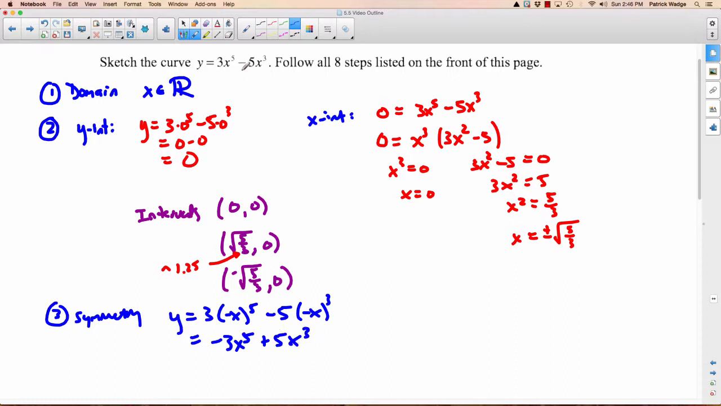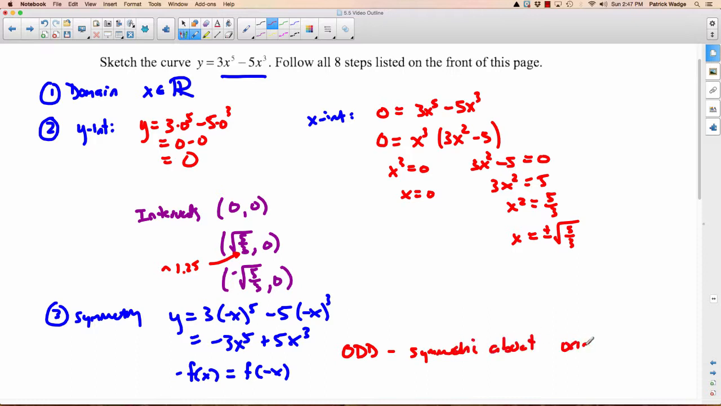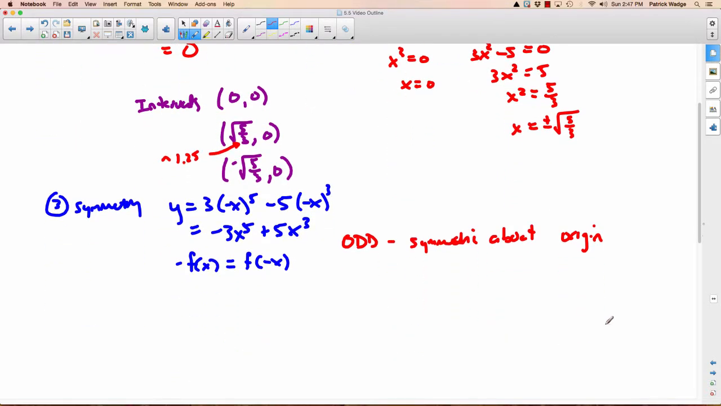Now, is that exactly the same as what we started with up here? No. Is it the negation of this? Yeah. This is exactly what we have here, but with signs flipped. So this is opposite, which means negative f of x equals f of negative x. So this is odd symmetry, which means it's going to be symmetric about the origin. You're going to be able to turn your graph upside down and it's going to look exactly the same.